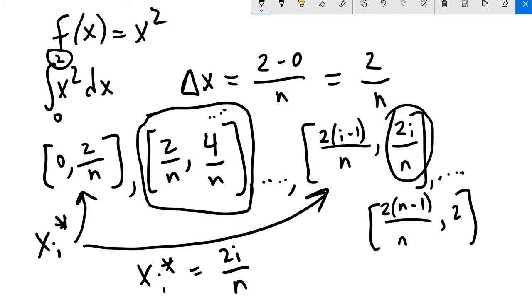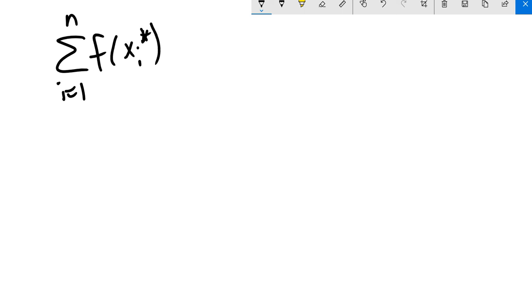We've defined our interval, and now we can formally write out a few things. Okay, so let's look at the summation from i equals 1 to n of f of xi star times the change in x, because that's what we're going to be taking the limit of. The definition of the integral took the limit as n goes to infinity of that. But first, let's actually simplify this expression, and then we'll take the limit after that.